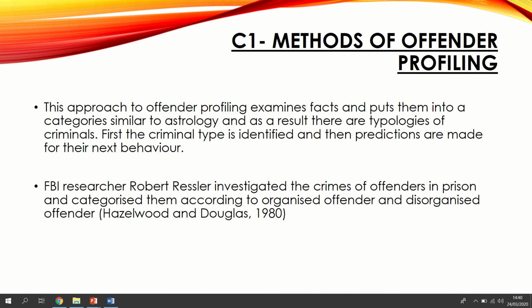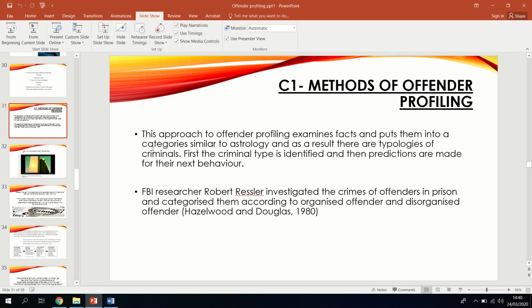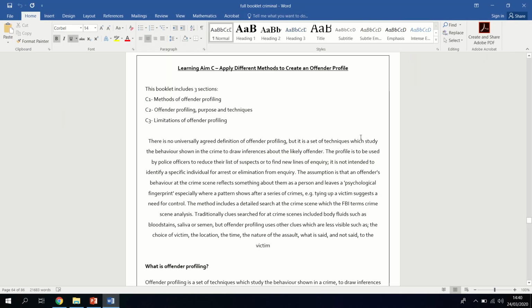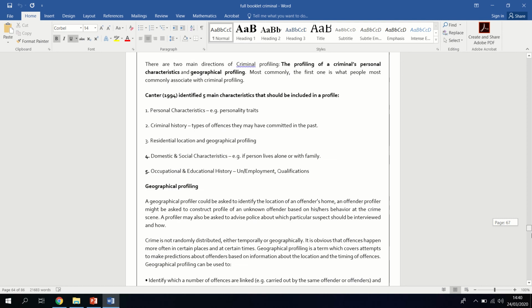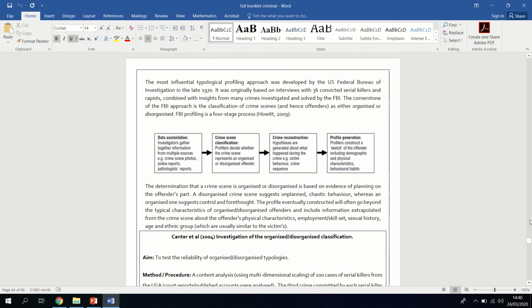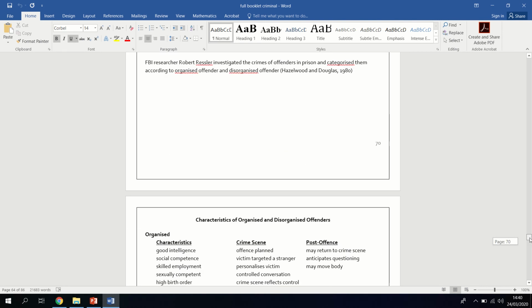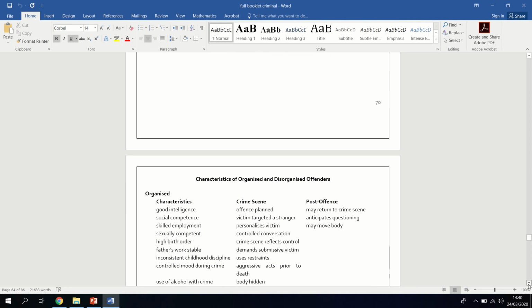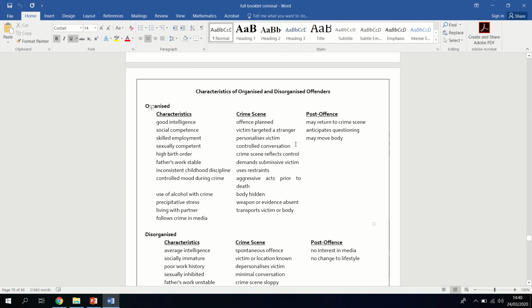Now, depending on what sort of offender you are, you're going to act in a specific way. So if I go down to page 71 now, which is the one that you should be looking at, you will see on page 71 that there are different types of criminals. We've got organized and disorganized offenders.